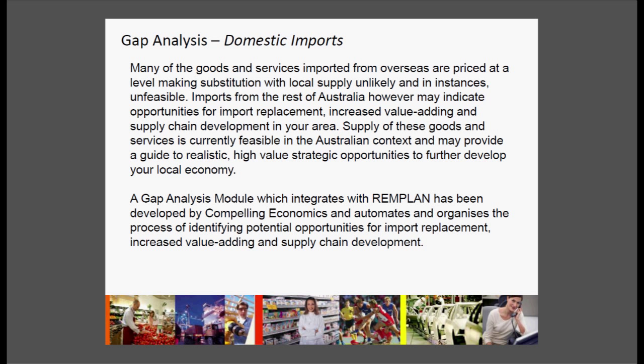Now, imports from the rest of Australia, however, may indicate opportunities for local import replacement that are currently feasible in Australia, and our thoughts are that they provide a guide to realistic and high value opportunities to develop the local economy. So the rhetorical question is, if it's currently feasible to produce these goods and services somewhere else in Australia, well, why not here? Why isn't it feasible here?